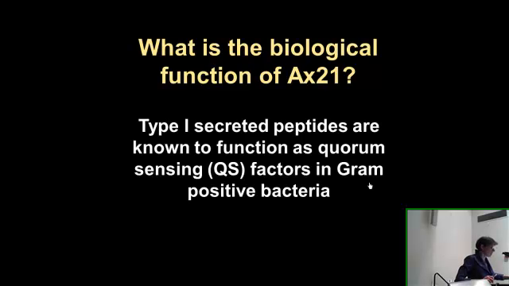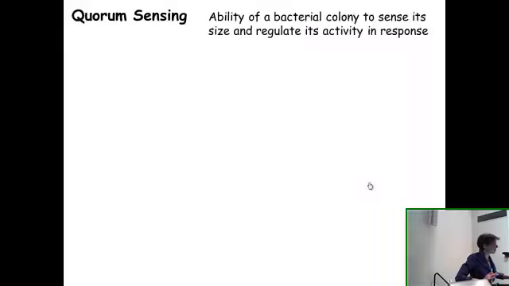So we looked at the literature. By then, I was an established professor, so I knew I better start reading the literature. And I found that in gram-positive bacteria, type 1 secreted peptides are known to function in quorum sensing. I wanted to explain to you what quorum sensing is.